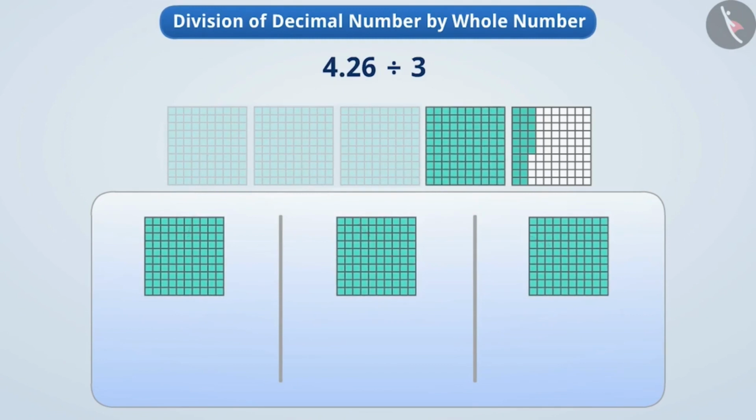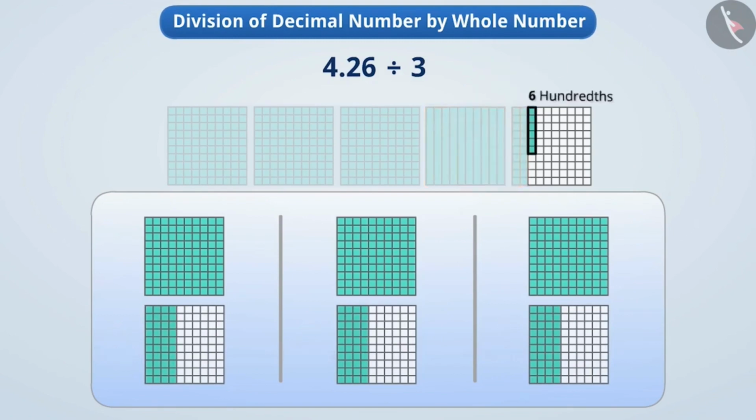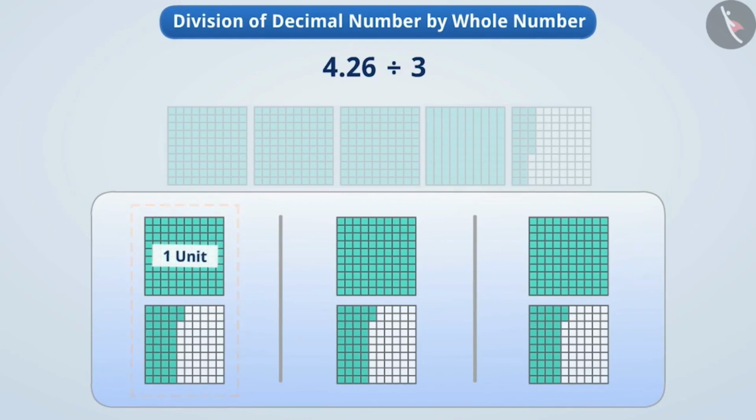To divide this, we have to divide it into decimal parts. Now here, there are a total of 10 plus 2, which is 12 tenths parts. After dividing them into 3 equal parts, each part will have 4 tenths. We will also divide the remaining 6/100 into 3 equal parts. This will give 2/100 in each part. Now you can see that each part has 1 unit, 4 tenths and 2/100, so each part will be 1.42.